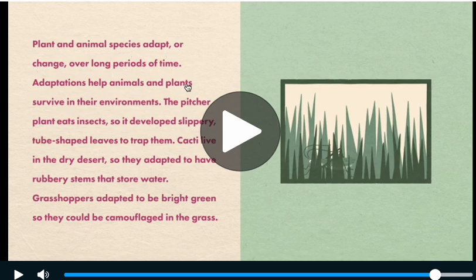So in this case, my main idea is going to be that plant and animal species adapt or change over time. Then my supporting details for this would be that the pitcher plant eats insects, so it has slippery tube-like leaves. So that's our first example. The second example would be cacti live in the dry desert. The third one is going to be that grasshoppers adapted to be bright green.